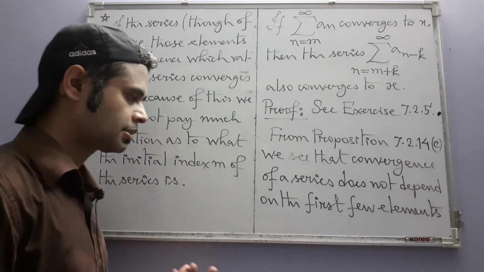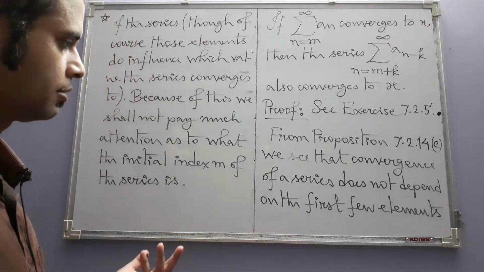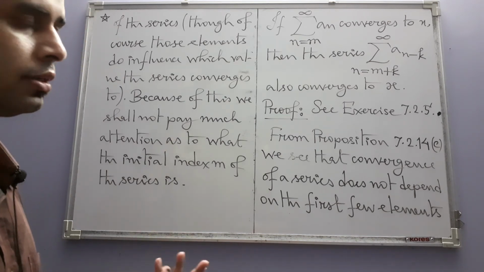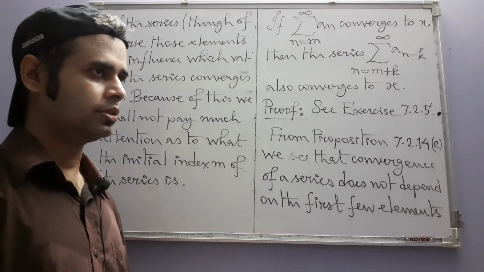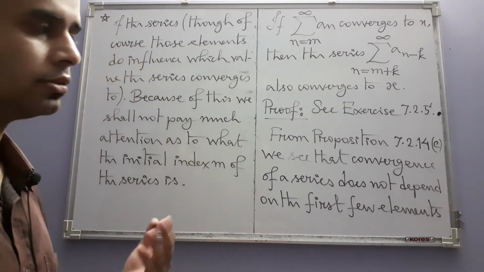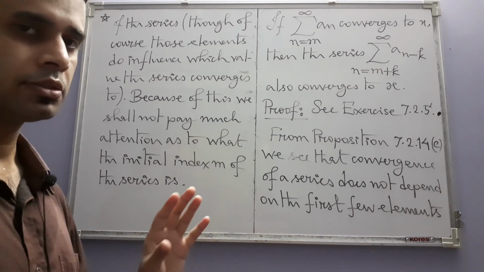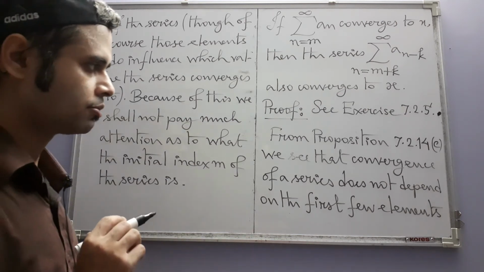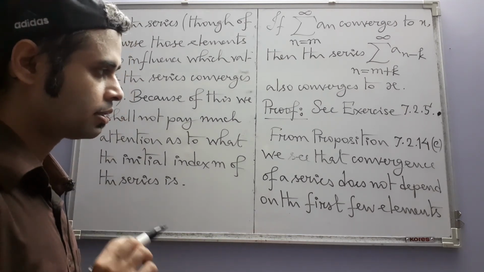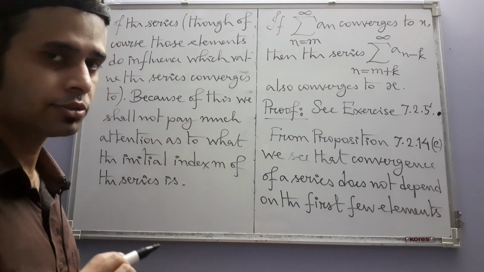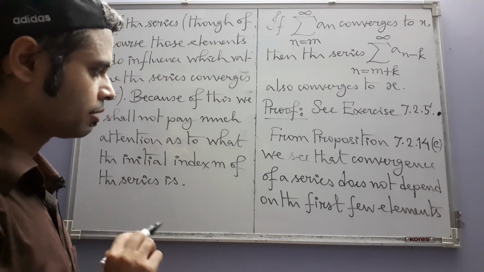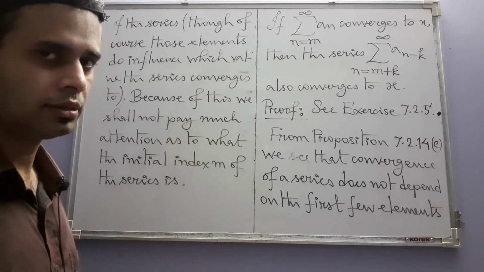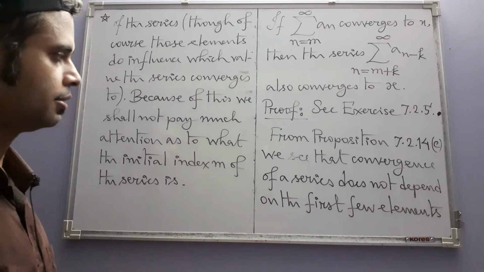Now it may sound a little strange that we are not going to pay much attention to the initial index, and thereby if we remove some terms from a convergent series, the convergence will not be affected but the sum will change. So are we not concerned about the sums? Actually we are not concerned about the exact values of the sums. We are more concerned about whether a given series is or is not convergent. We are going to investigate that.